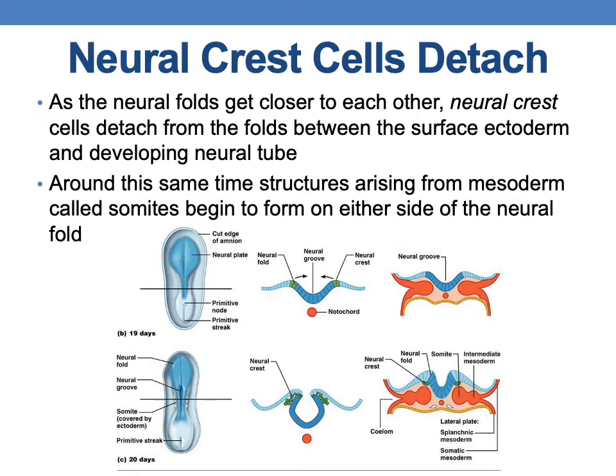As the neural folds get closer and closer to each other, neural crest cells at the lateral margins of the neural plate detach from the folds between the surface of ectoderm and the developing neural tube. Around the same time, structures arising from mesoderm called somites begin to form on either side of the neural fold. The developing somites are depicted as somewhat red round shapes that look a little like tadpoles to me in this drawing.